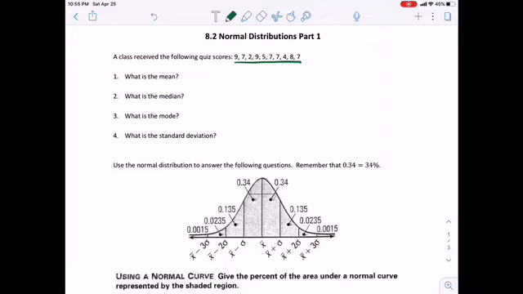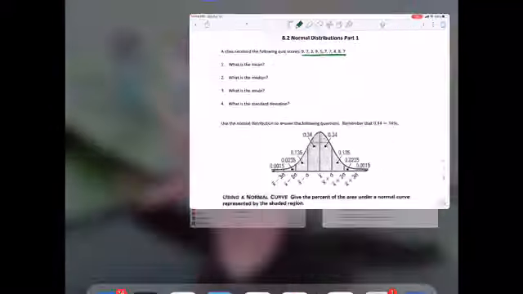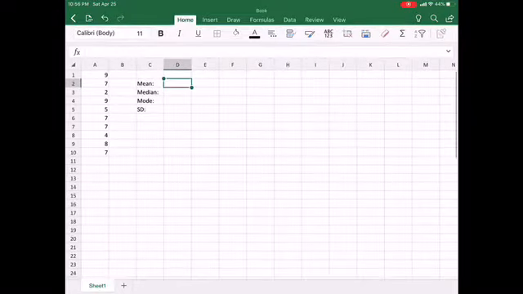So mean, remember, is the average, and we find it by adding all the numbers together and dividing by how many there are. Median is the middle number, so we would have to put the numbers in order and then figure out which one's in the exact middle. Mode is the number that shows up the most, and standard deviation measures the spread. There's a formula we can use to find standard deviation, but it's actually a very long formula. So instead of doing that for all of these things, I'm just going to go ahead and head over to Excel and have Excel do the math for me.